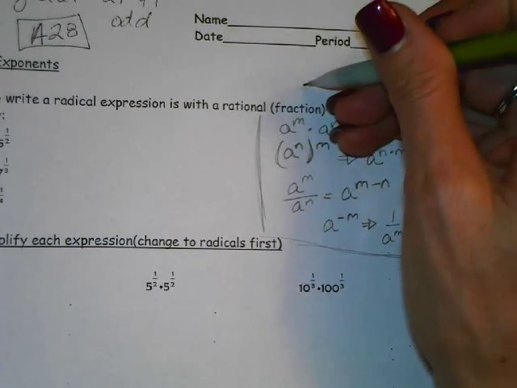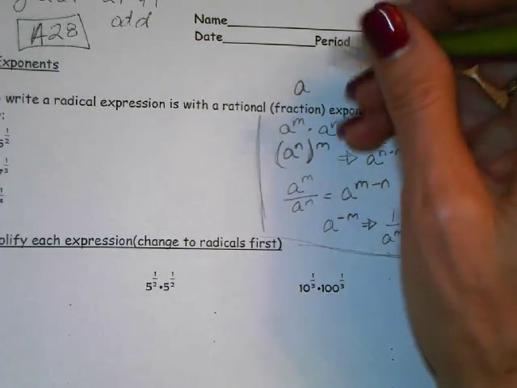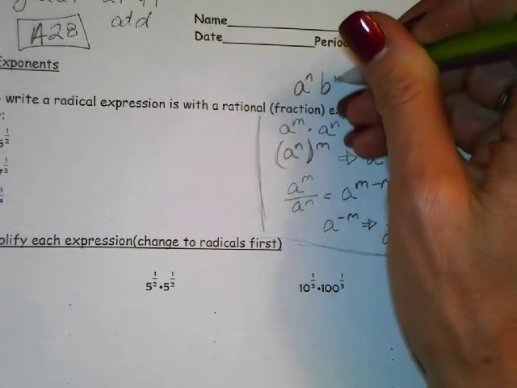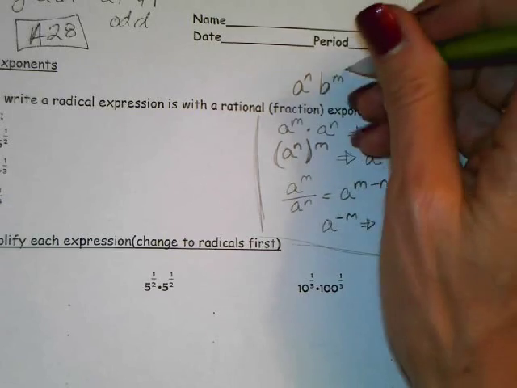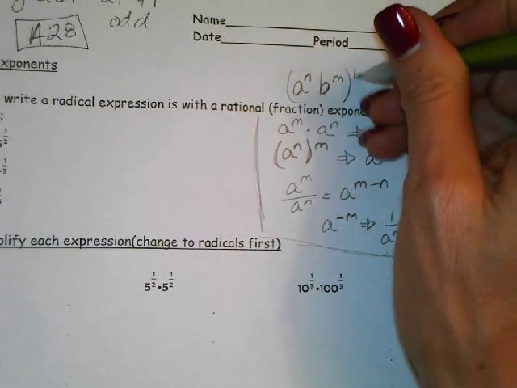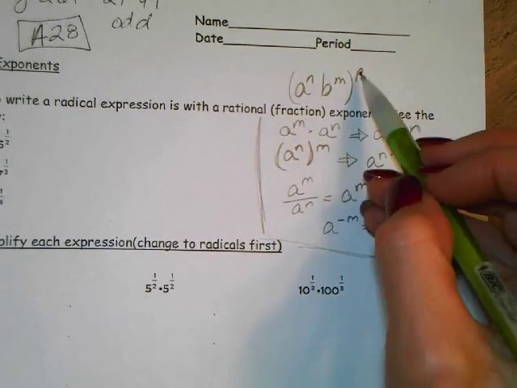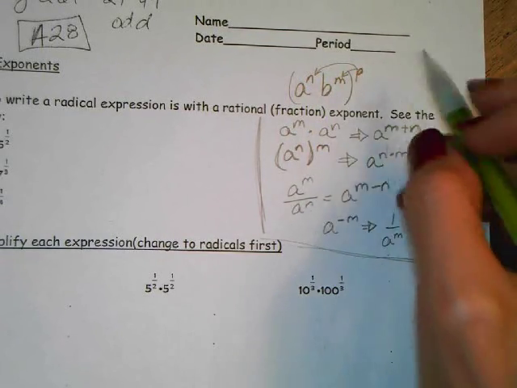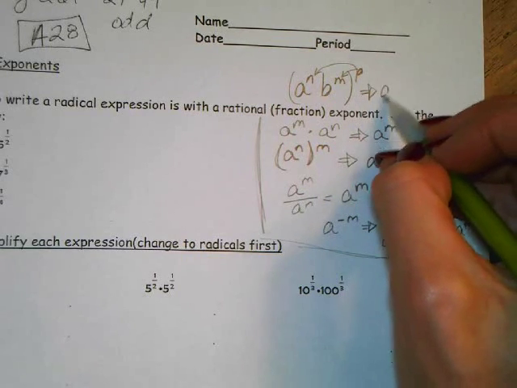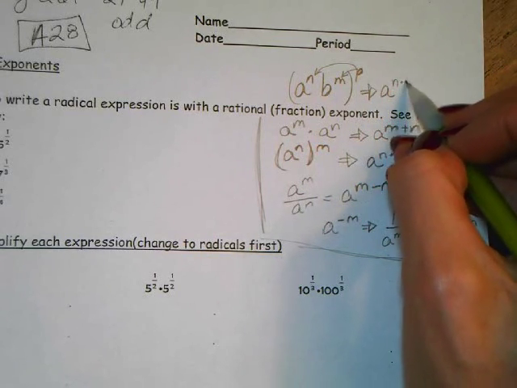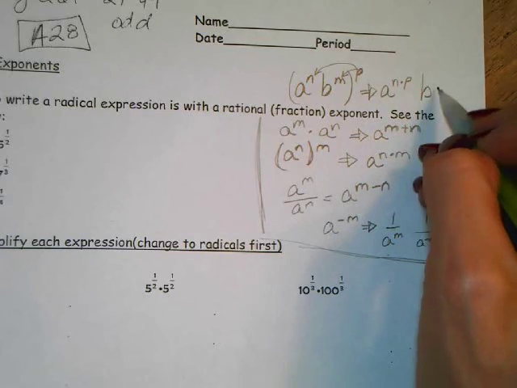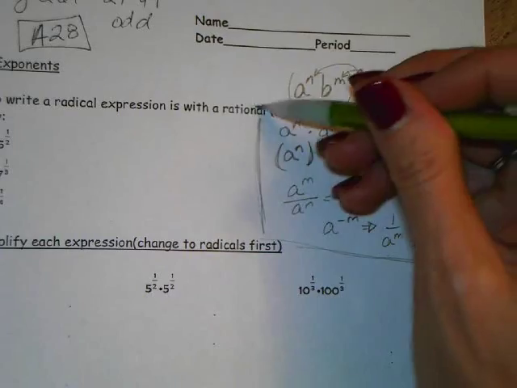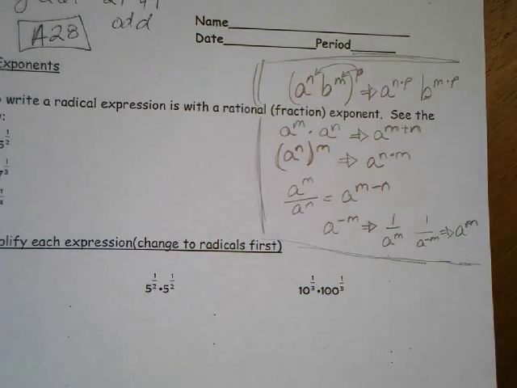Also, just another one to state, is if I have a base to a power and I have another variable there, like let's say they're being multiplied, and those are being raised to a power, let's say the power of p. Then I'm going to distribute this value to each of the exponents. So this becomes a to the n times p, and this would be b to the m times p. Again, these are properties that you will use throughout this lesson.